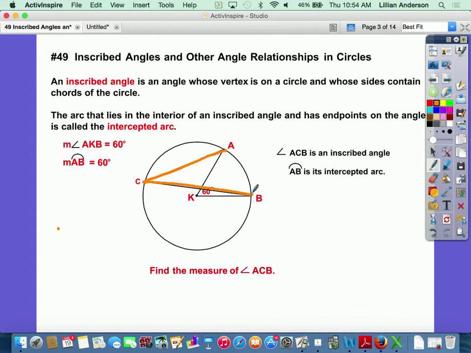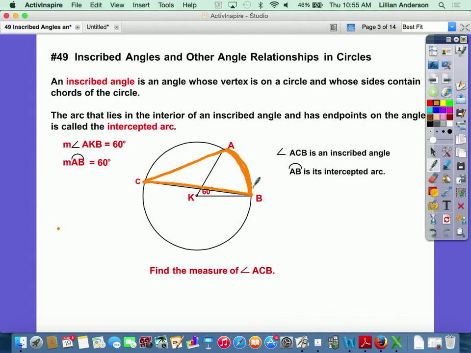Okay. Now, the arc that lies in the interior of the inscribed angle, meaning the arc that's in between the two sides, does everybody see that? It is called an intercepted arc. All right? So, an inscribed angle, the arc that's in between the angle is called an intercepted arc. So as you see, angle ABC is an inscribed angle, and arc AB is its intercepted arc.